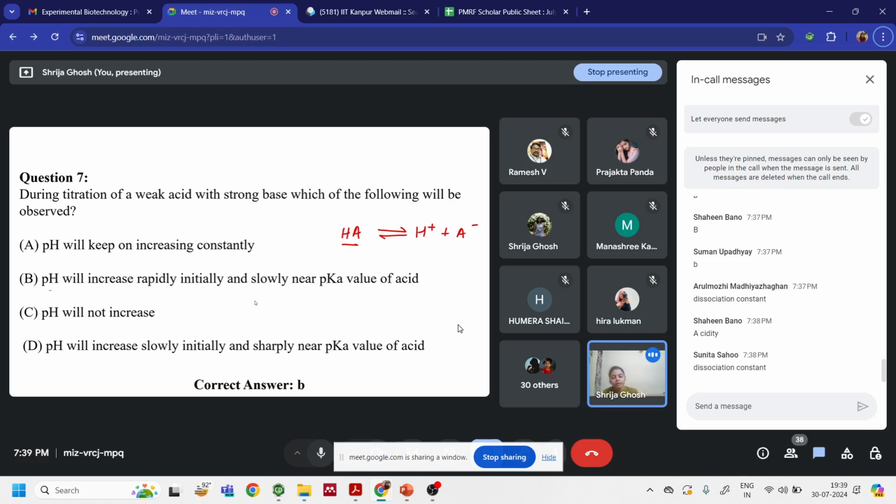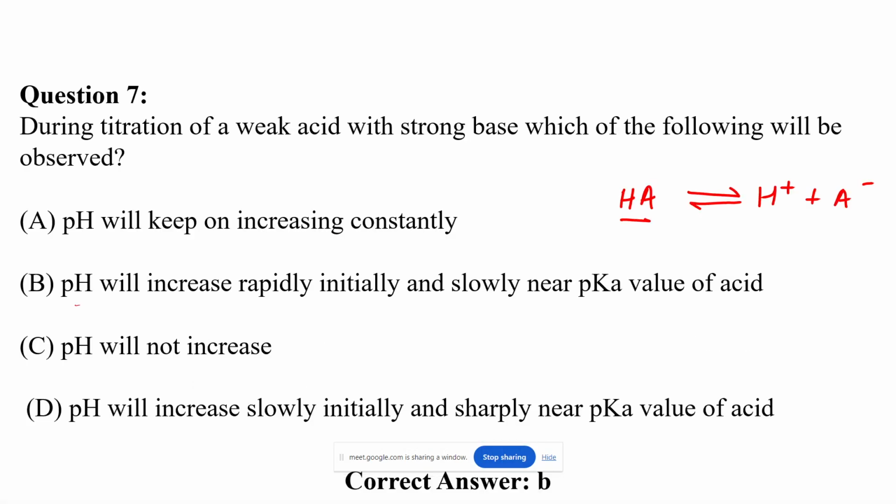Okay, but what happens when it reaches near the pK value, the dissociation constant, where the acid is actually going to dissociate? Let's say I have a curve here, and the curve will go something like this. This will be the pH scale. As I keep on adding OH minus ions, the pH will increase rapidly. I'm adding the base, so the pH is sharply increasing.